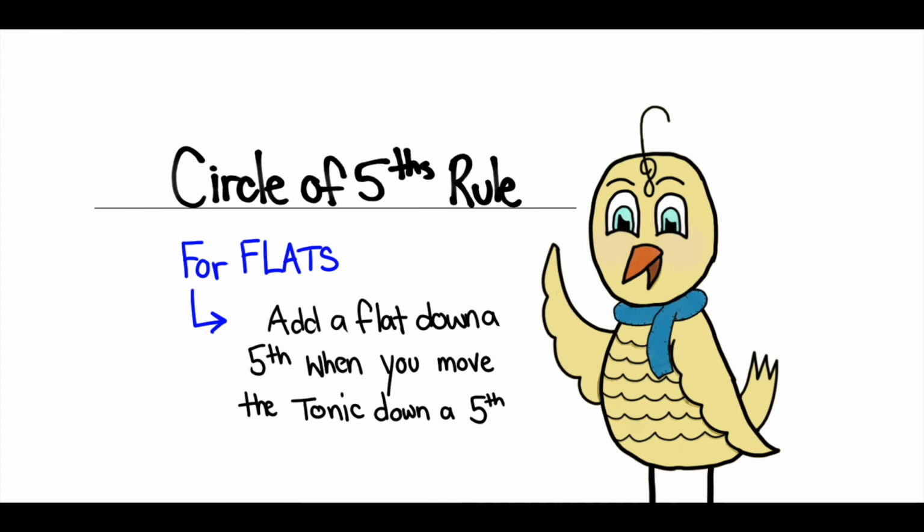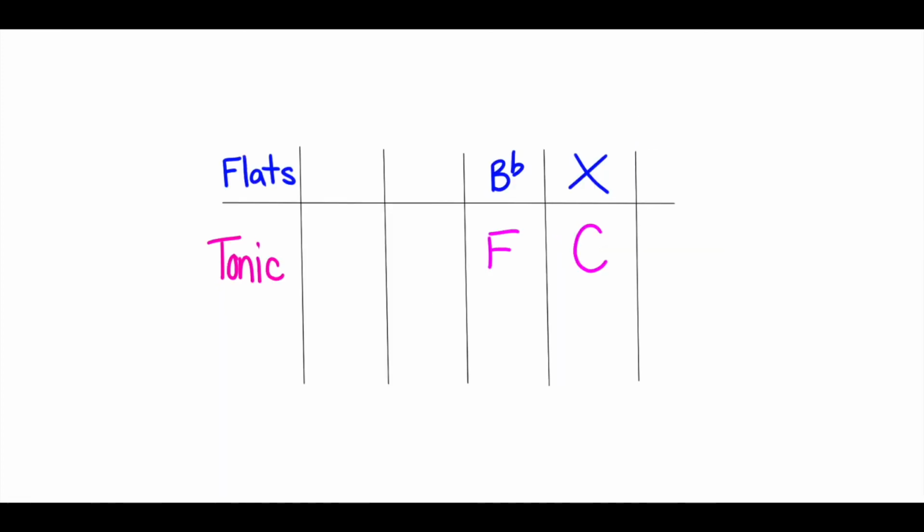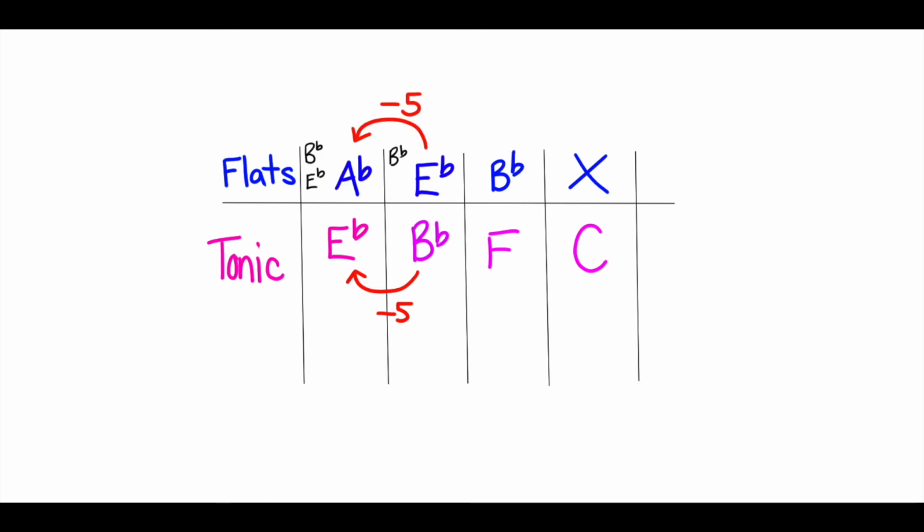This also works for key signatures that have flats in them, but this time we're going down by 5 notes. We know that F major has a B flat. If we go down by 5 notes, the next key would be B flat major and would have 2 flats, B flat and E flat. If we go down again, it would be E flat major with B flat, E flat, and A flat.